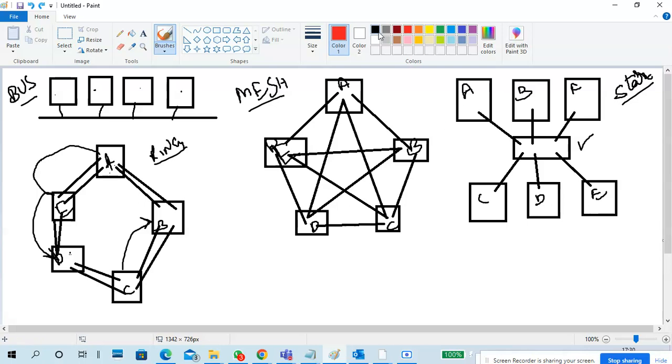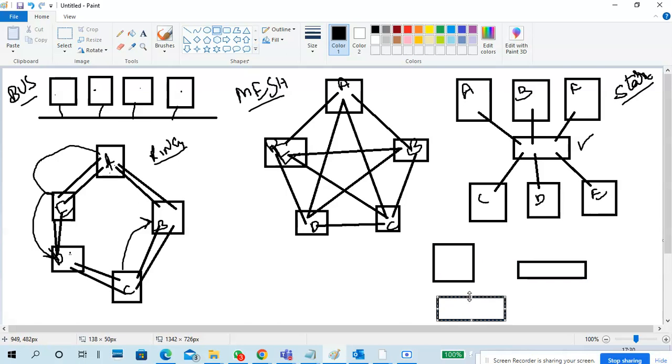What is the meaning of scalability? I have another network, for example, I have another switch or a hub, and there are devices connected.